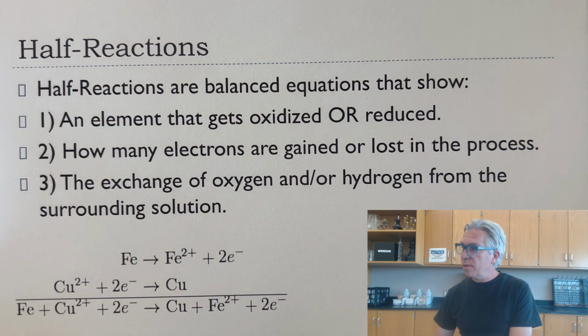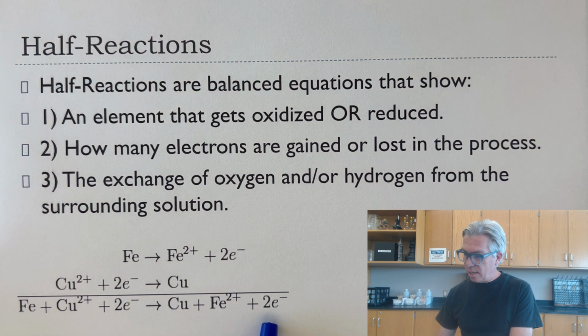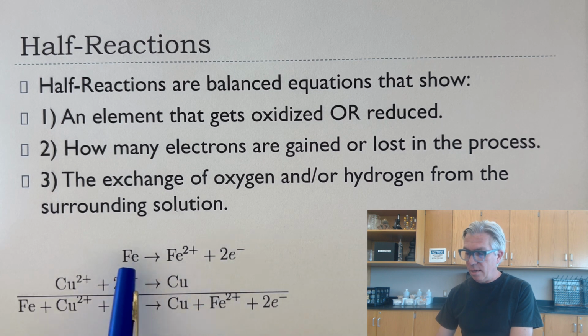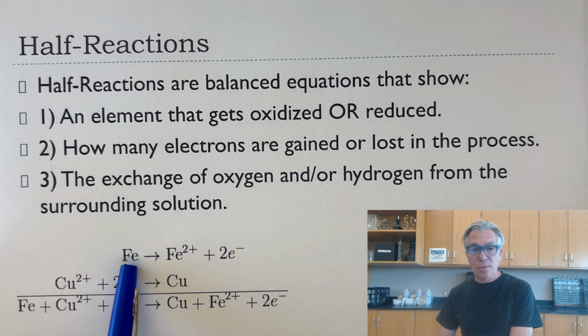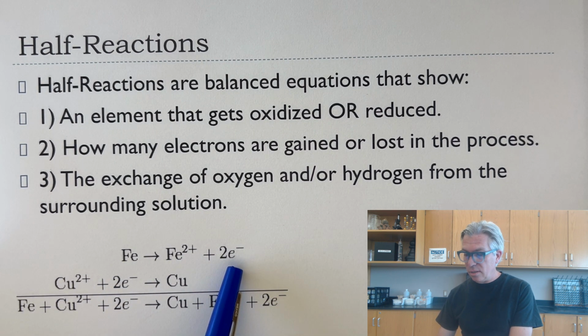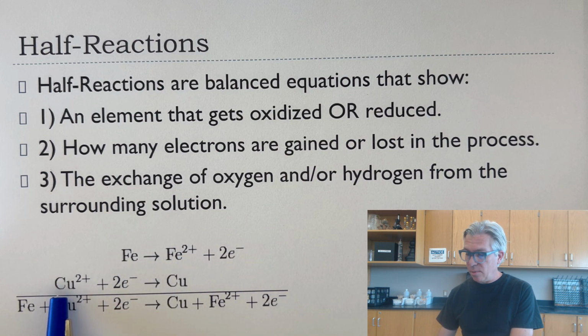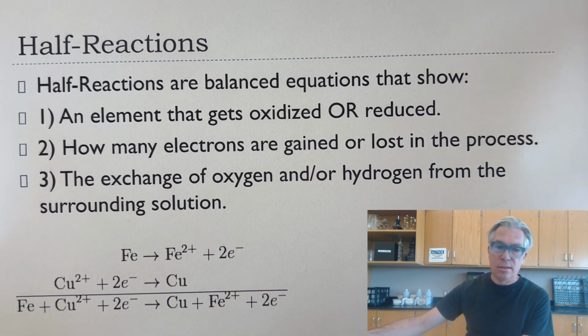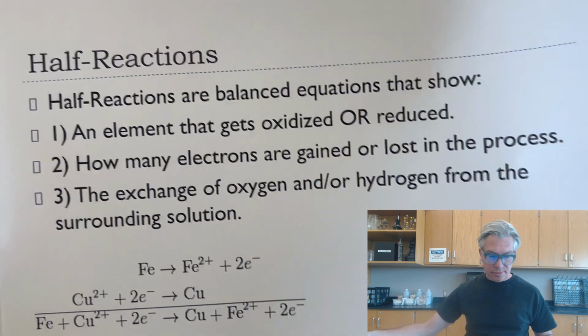All right. So for example, this overall chemical reaction, iron plus copper 2 plus makes copper and iron 2 plus, can be split into two half reactions. And we can see that iron is losing 2 electrons because it goes from 0 to +2. Copper is gaining the 2 electrons as it goes less positive, like that.